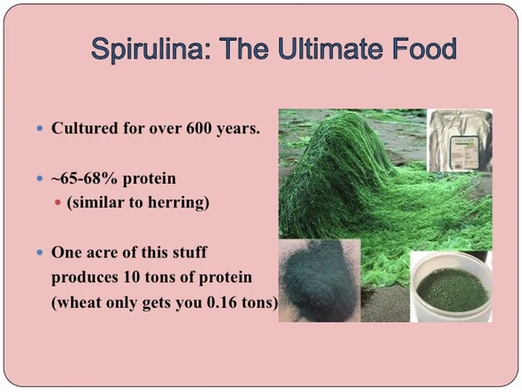Next, spirulina is one of the ultimate foods. Cultured for over 600 years, it has the richest protein, as I said previously, 65 to 68% protein, almost all similar to herring fish. One acre of this produces 10 tons of protein, while wheat produces only 0.16 tons.